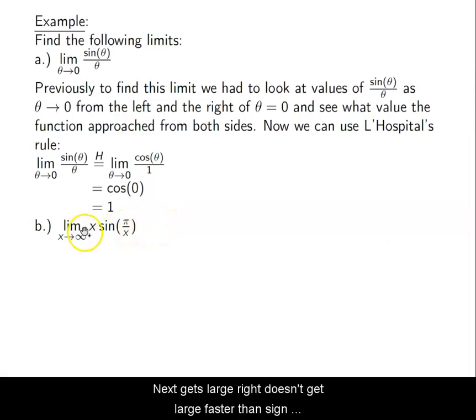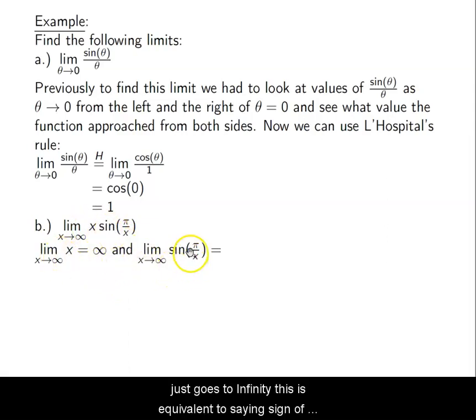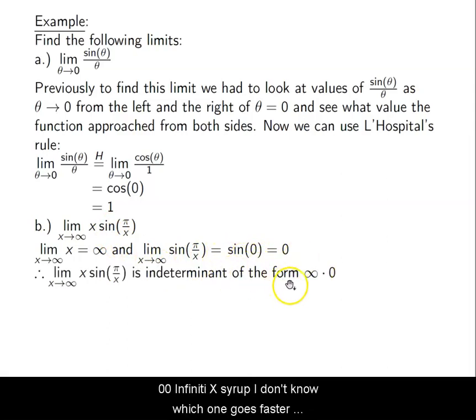So x gets large, right? Doesn't it get large faster than sine goes to 0? I don't know, because I'm plugging in very large values of infinity. Because this is a sine function, it oscillates, right? I can't tell which one grows faster. So this goes to infinity. This is equivalent to saying sine of 0, which is 0. So I'm indeterminate of the form infinity times 0. Okay, I don't know which one grows faster. It's possible that this goes to a constant, that it doesn't even go to 0 or infinity.